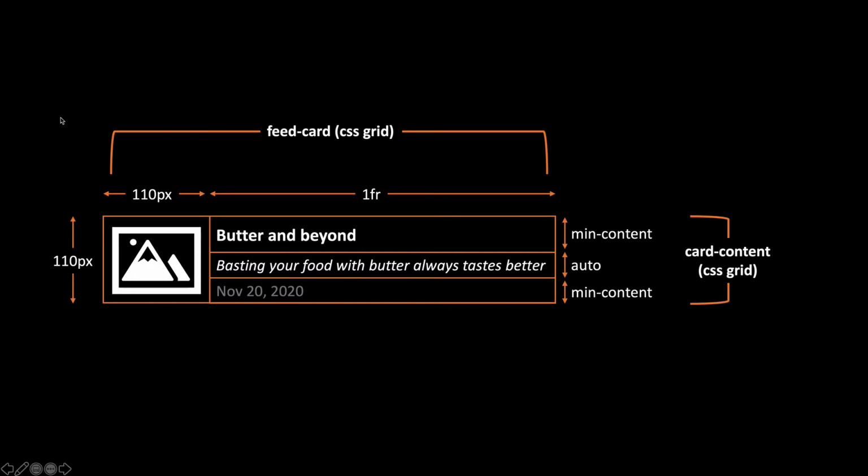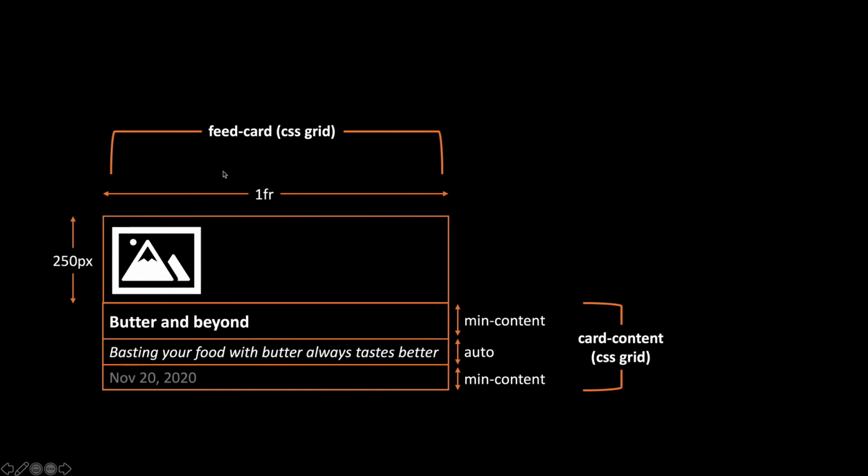Right now we have a feed card, and that is a grid in our CSS file. And you know that it has two columns of 110 pixels in a frame. And then we have another grid called card content. Well, what we're going to do is just get rid of that second column, keep that same one frame, and then just increase the vertical size of the image so that it fills up the screen a little bit more. And we'll still keep the 3 rows for the card content.